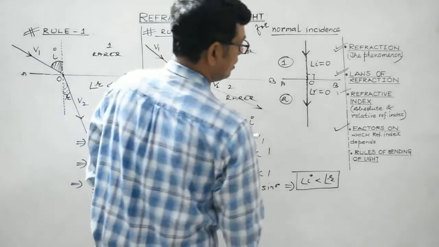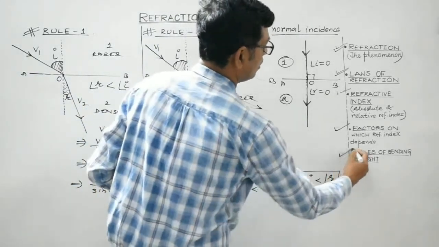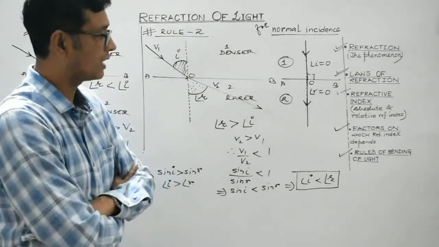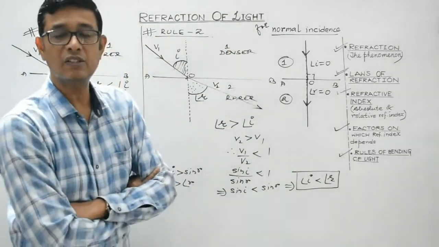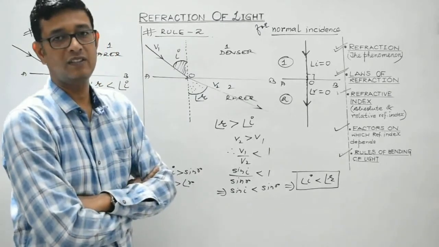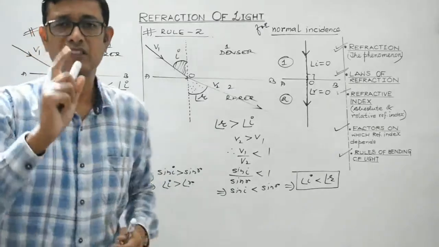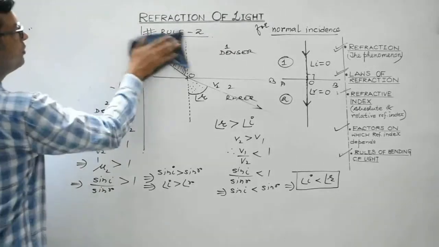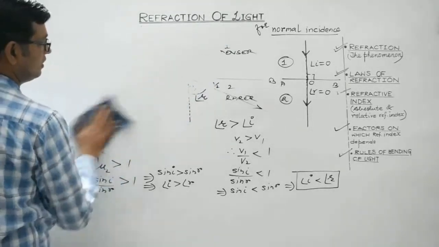So we have discussed all these 5: refraction, laws of refraction, refractive index, factors on which the refractive index depends, and obviously rules of bending of light. Right? We'll discuss another very important concept. We can discuss the principle of reversibility of light.